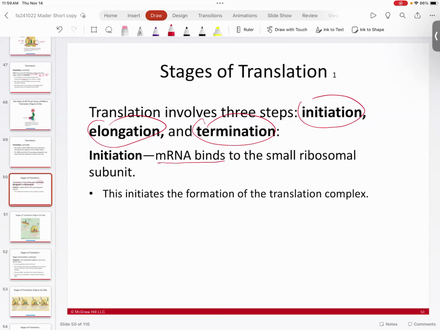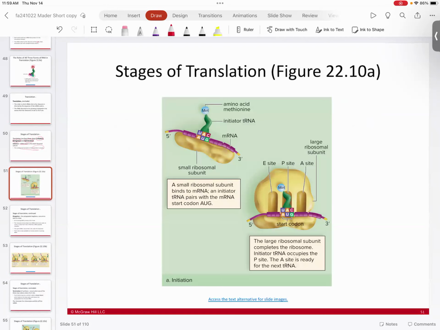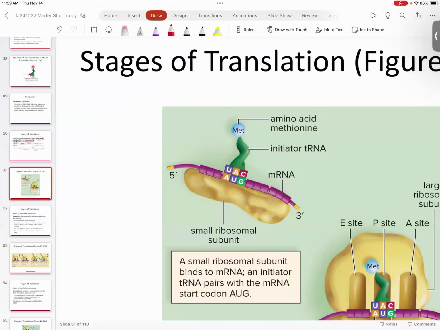So for translation initiation, this is basically where you set things up. The mRNA will bind to the small ribosomal subunit. This will basically form that translation complex, right? The ribosome itself. So that's what it looks like. You can see, first of all, to the small subunit, you're going to have your mRNA binding to it. You're going to have that first, what's called initiator tRNA in line, read its codon and get itself in place. So now you have these three attached.